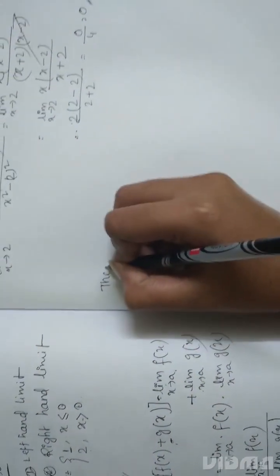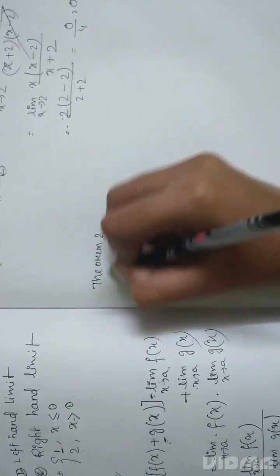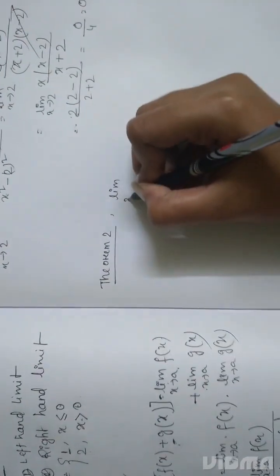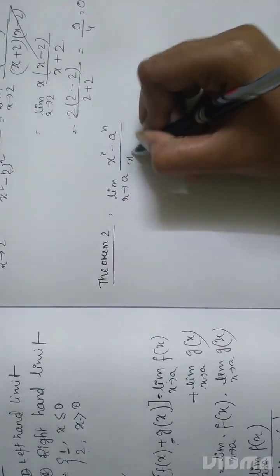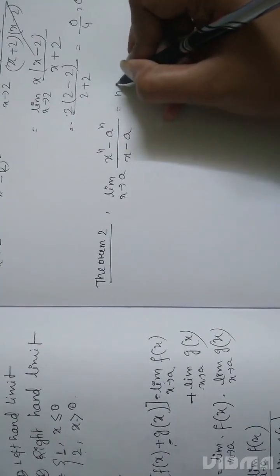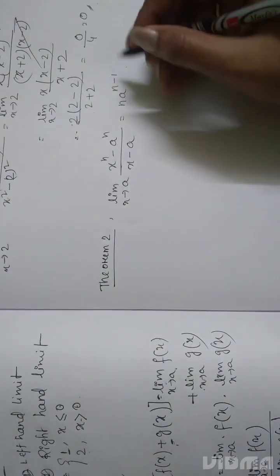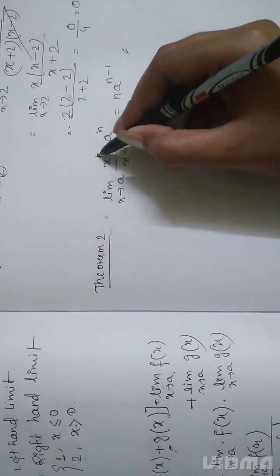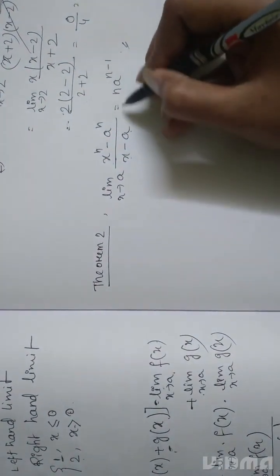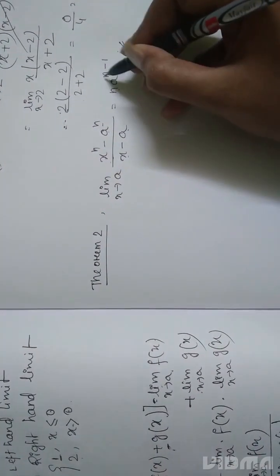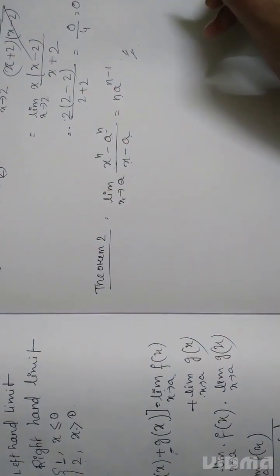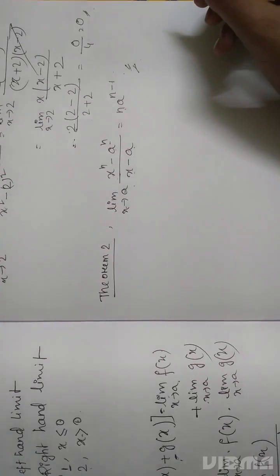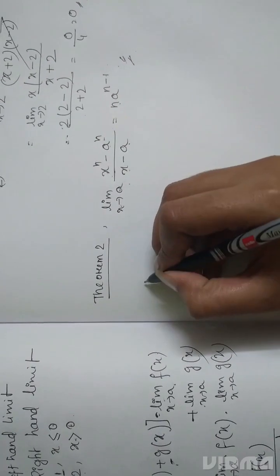Theorem number 2 is: limit x tends to a, x power n minus a power n by x minus a is equal to n into a power n minus 1. There is a proof of this theorem which I will be sharing in another video. So first let us solve one example on this theorem.